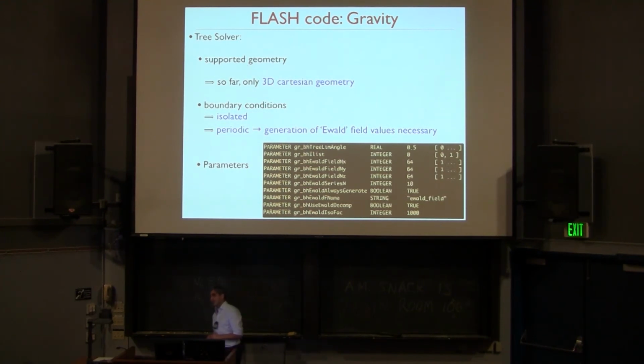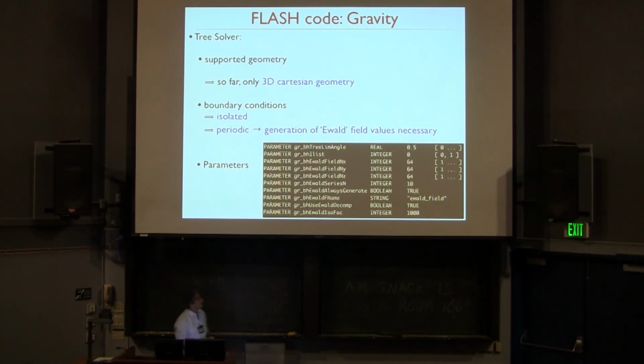But for the periodic case, you need to do additional calculations, essentially, which are called the Ewald field. Values have to be generated up to a certain moment. This can take some while, but this has to be done only once at the very beginning of the simulation. Then it can be stored in a file and read in if you restart your simulation. Otherwise, you have to recalculate these Ewald fields, which I said might take some while.